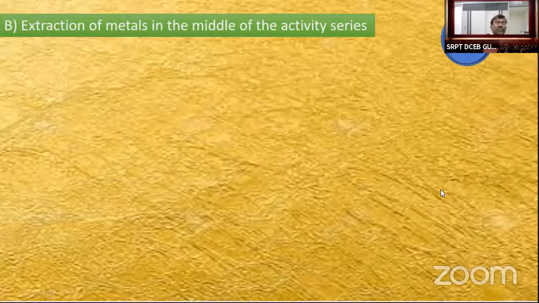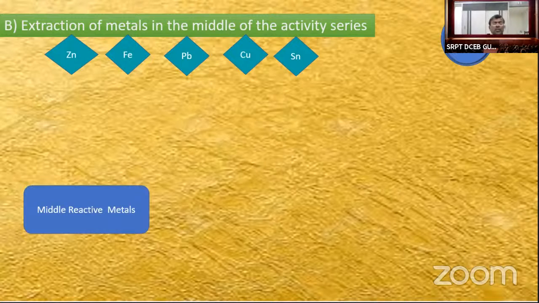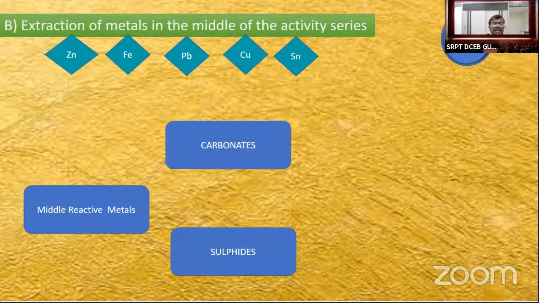Now, today we are going to learn about the extraction of the metals in the middle of the activity series. First of all, let us recall what type of metals come under this category of moderately reactive metals. Here you see zinc, iron, lead, copper, and tin, that is stannum, are the moderately reactive metals. So we have to extract them from the ores. What are the steps involved in this? Let us see this classification.